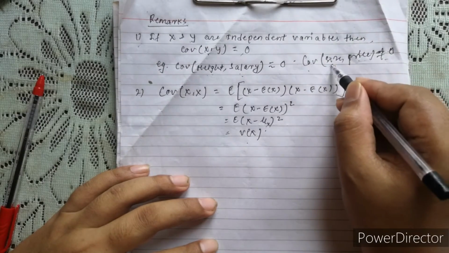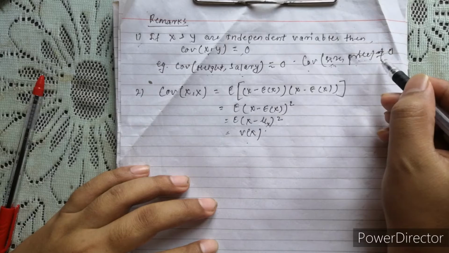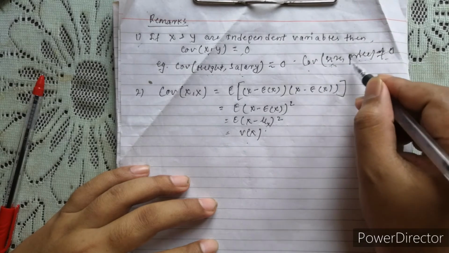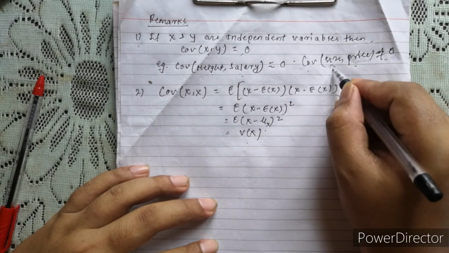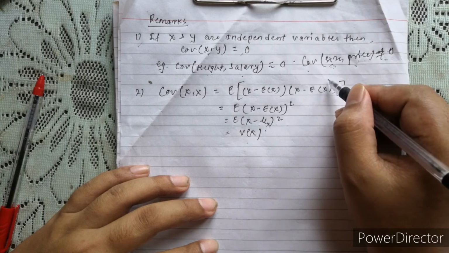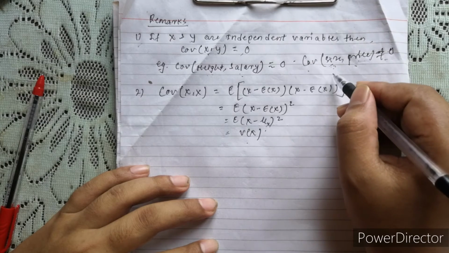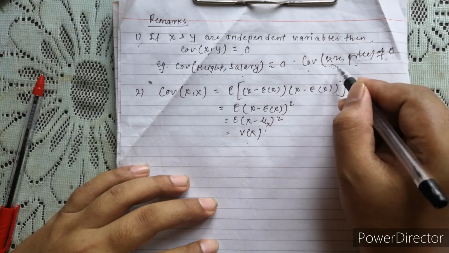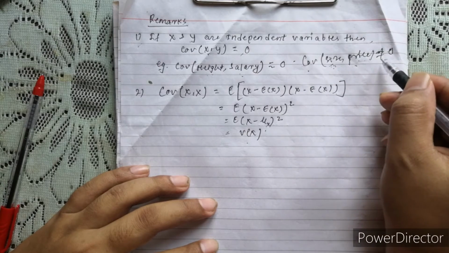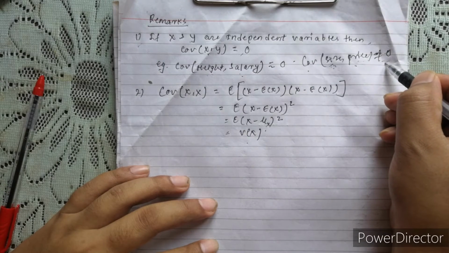But the covariance between the size of the house and the price of the house is not equal to 0, because the price of the house depends upon the size of the house. So size and price are dependent variables. So the covariance between the size and the price of the house will not be equal to 0.